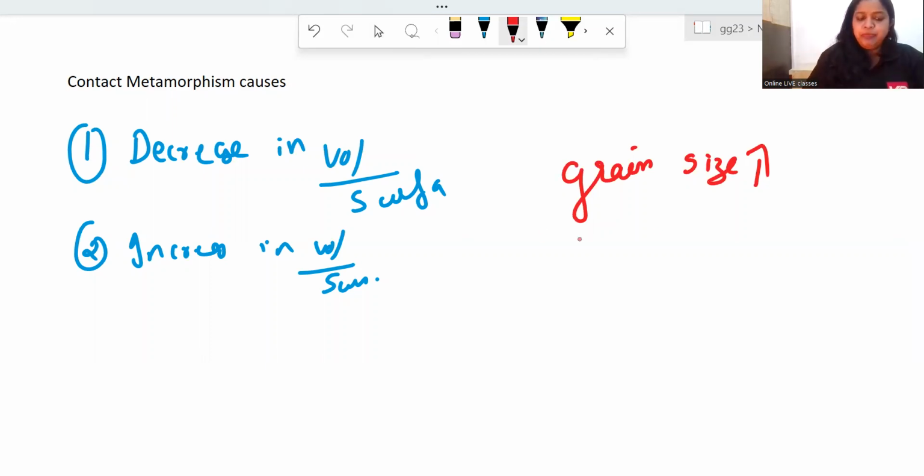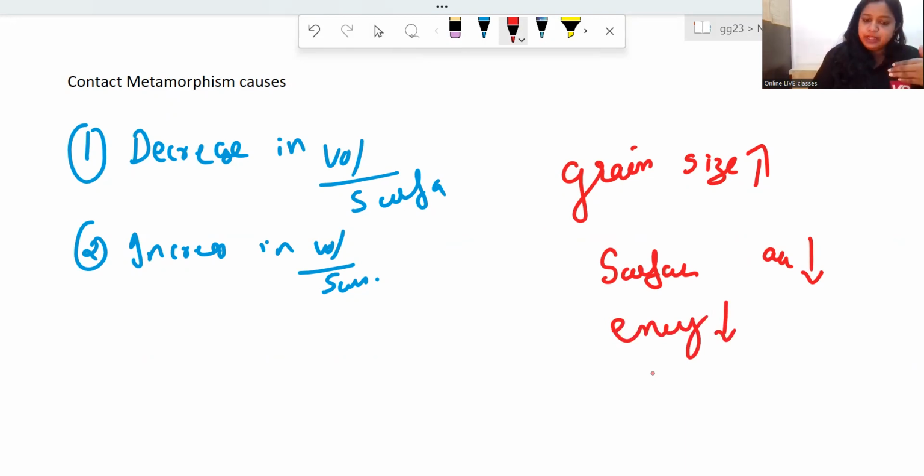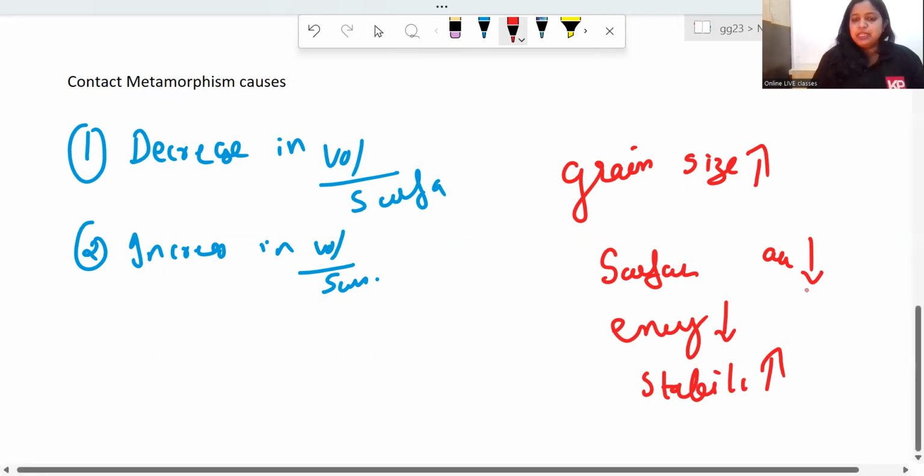Grain size increases, and when grain size increases, obviously surface area will be decreasing. With a decrease in the surface area, there will be a decrease in the energy. With decrease in the energy, stability will be increasing. This is the situation that happens when contact metamorphism happens. So with increase in the temperature, grain size increases, surface area decreases, which causes a decrease in the energy condition, and thereby stability of the system increases.